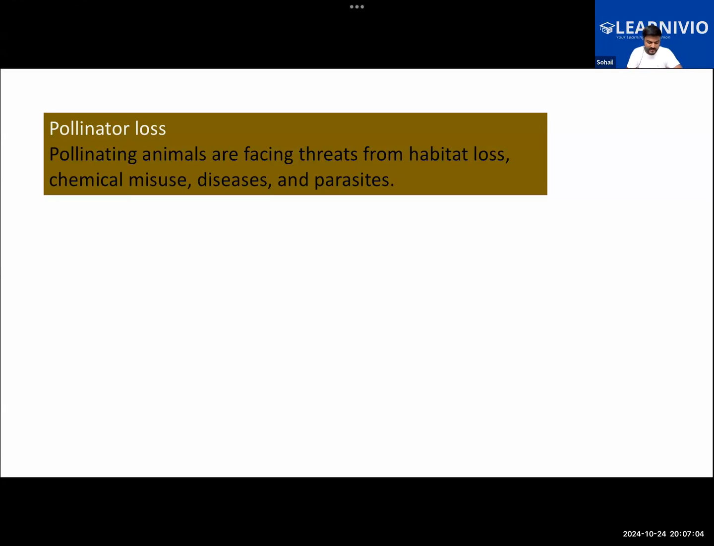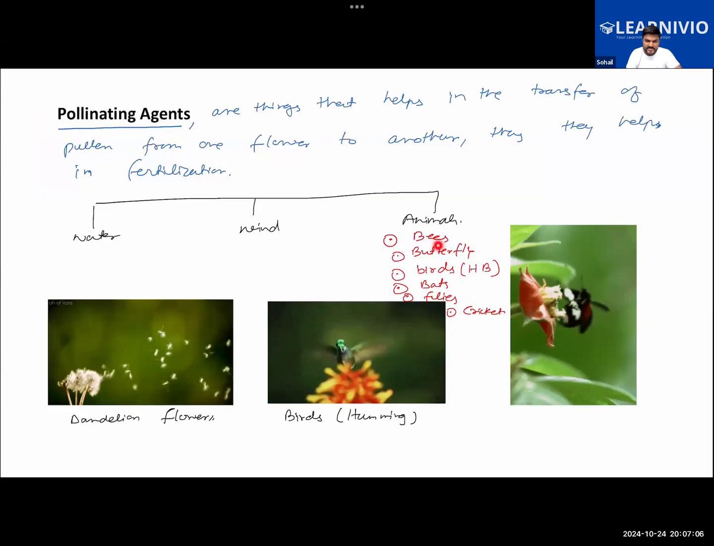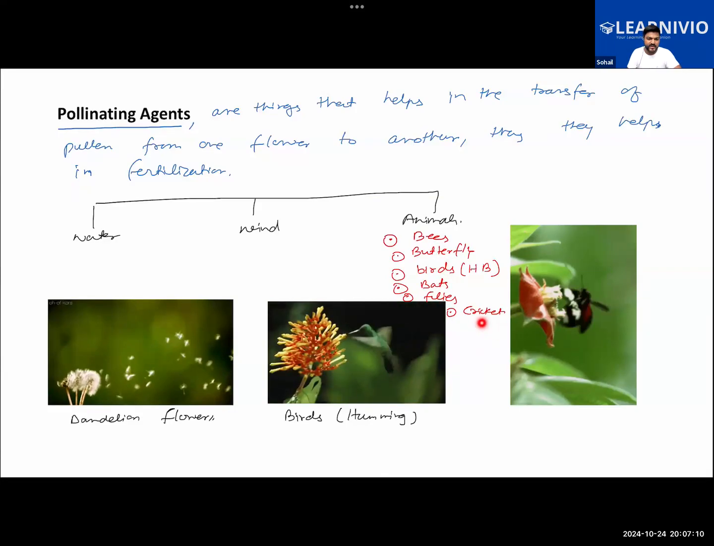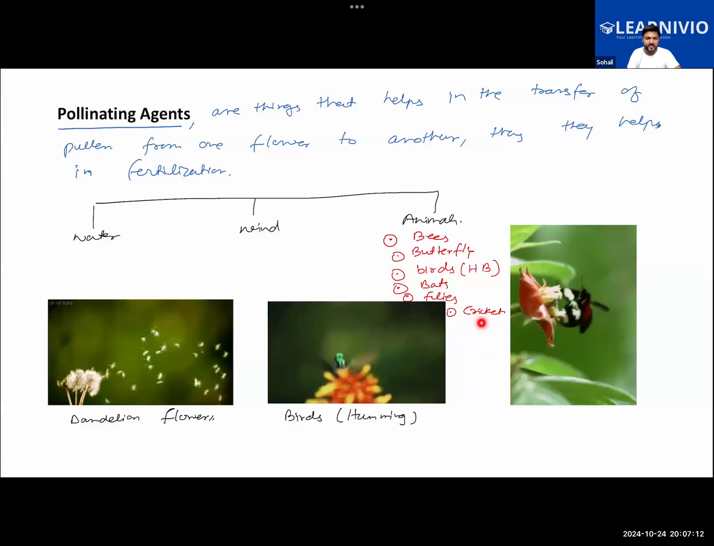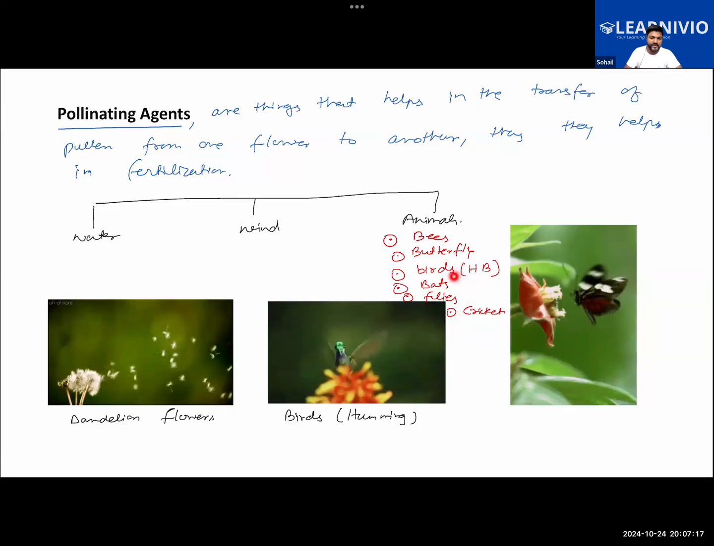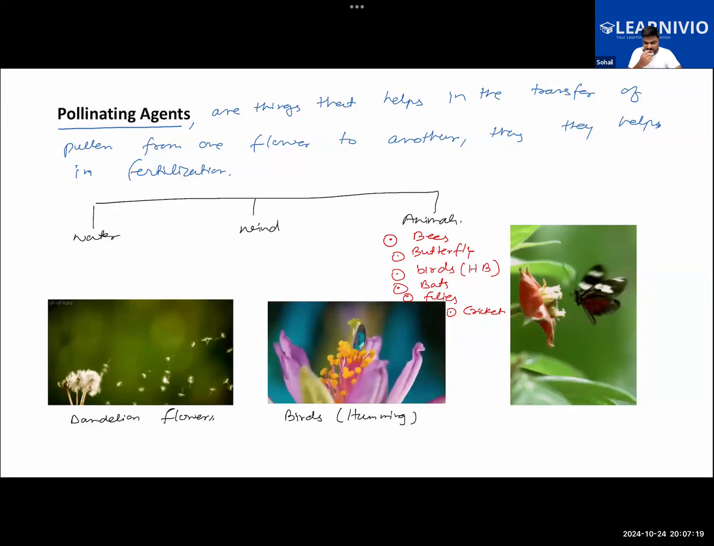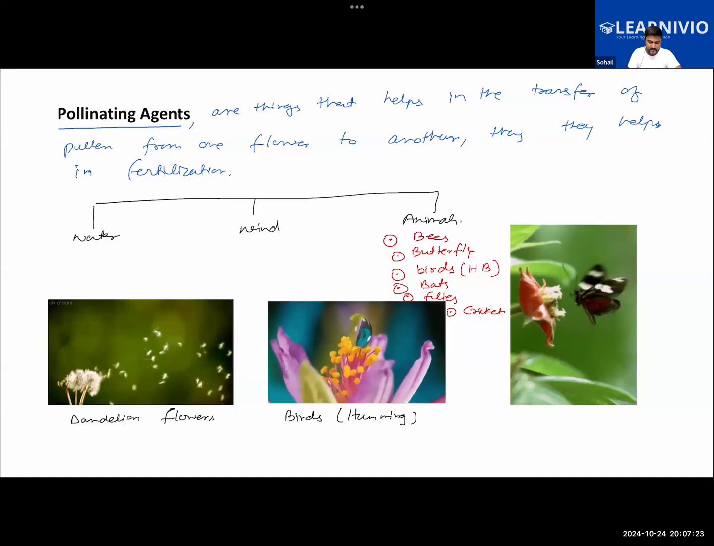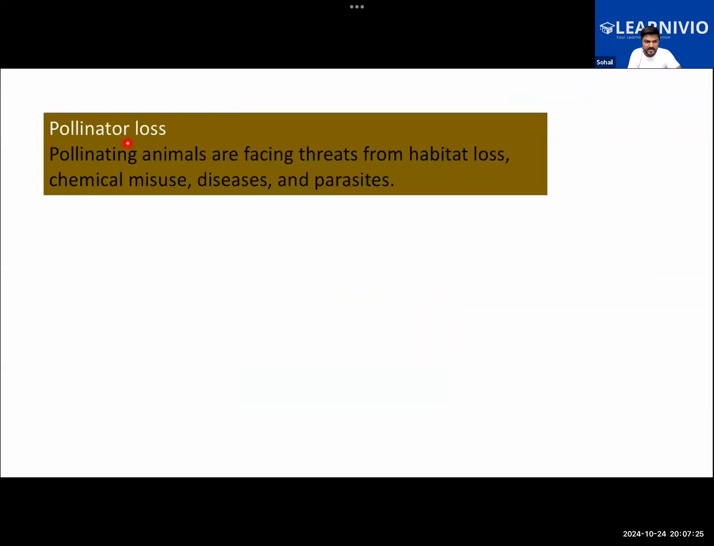So these pollinating animals that we are seeing here, like bees, butterflies, different kinds of birds, bats, flies, and crickets, are under threat. Their population is decreasing, and thereby it will be causing disturbance in pollination as well, because they are important for pollination. So that's why there's a concept called pollinator loss.